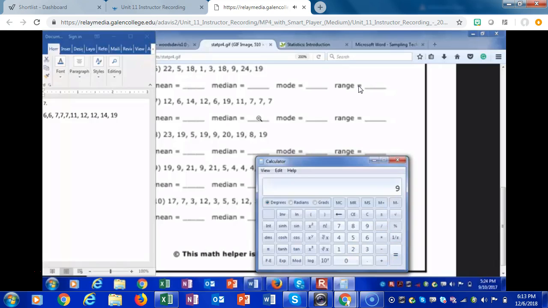Your mode, let's see, 12 shows up twice. 7 shows up 3 times. So 7 is your mode. And your range is the difference between the largest and the smallest. So 19 minus 6 is 13.